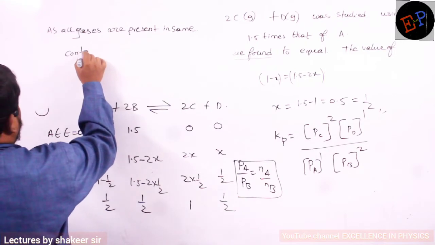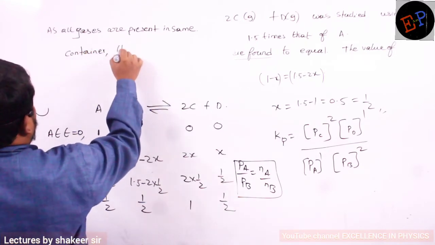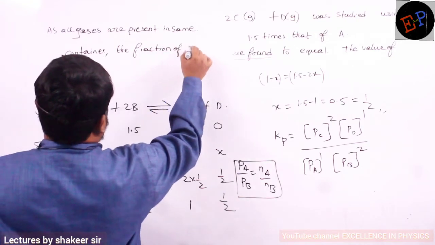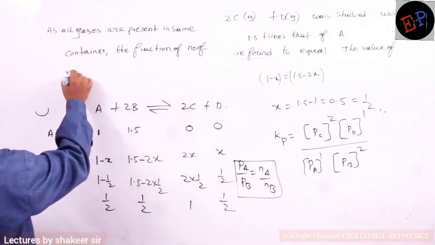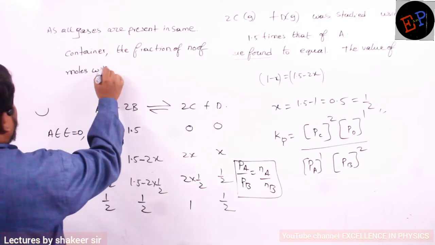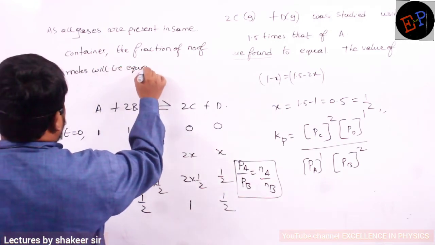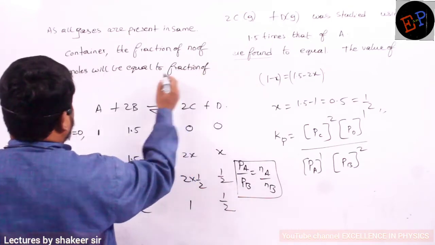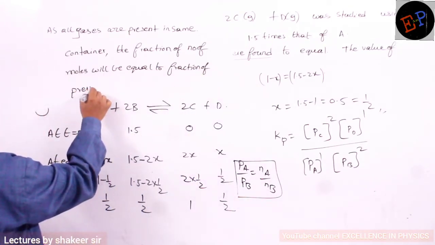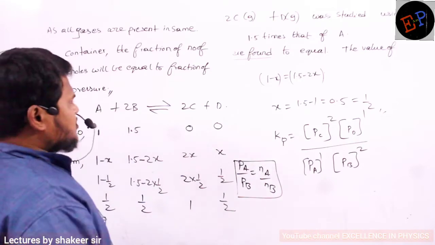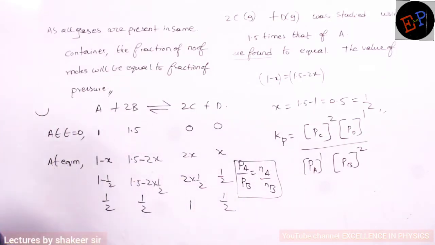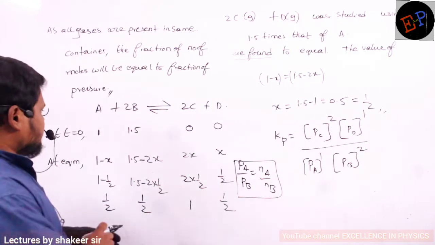All gases are present in the same container. The ratio of the number of moles will be equal to the ratio of pressure. Understood? So just substitute.